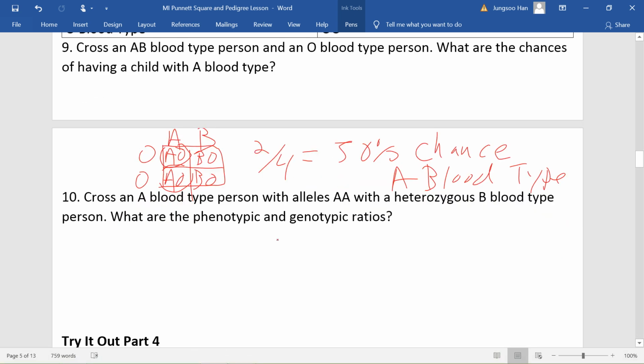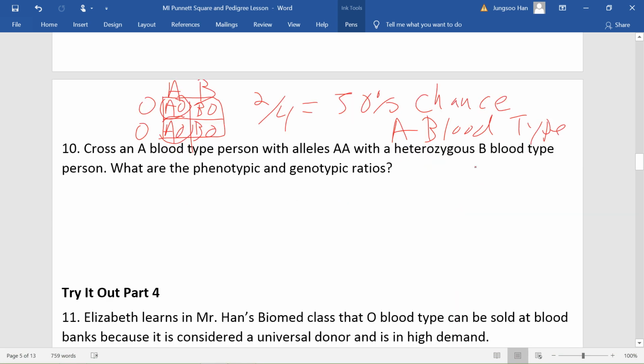Okay, let's move on to the next one. Cross an A blood type person with alleles A and A with a heterozygous B blood type person. What are the phenotypic and genotypic ratios? An A blood type person with alleles AA, let's put them on the top of the Punnett square, with a person that has heterozygous B blood type. That means they have two different alleles but still B blood type, so BO. Then you do the Punnett square.